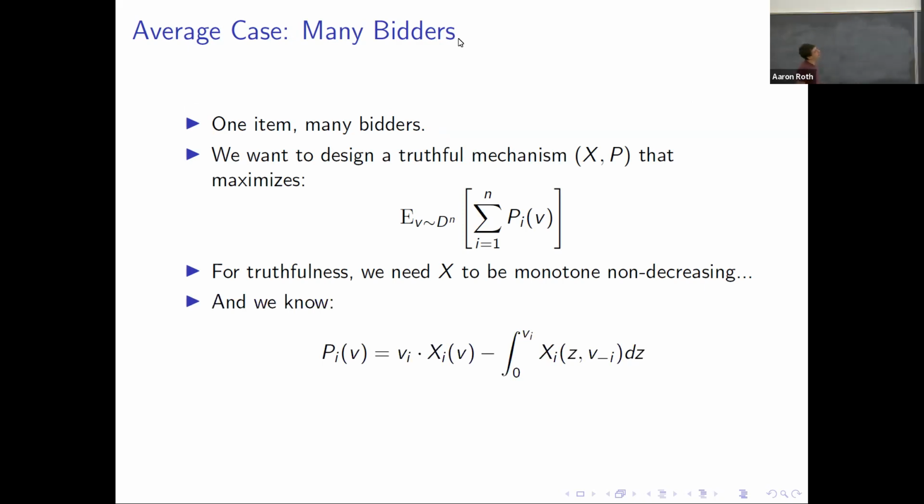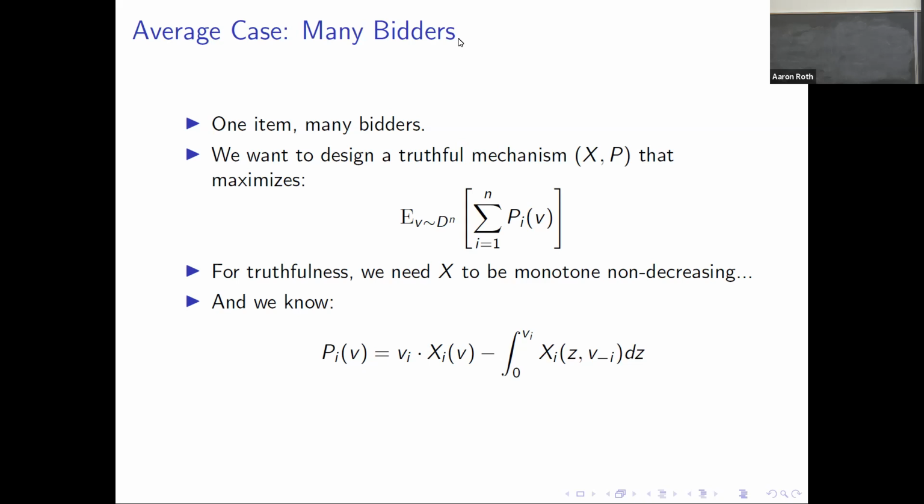And so in principle, there's a well-defined optimization problem here. Find the pair X, P such that we maximize the expectation of the sum of this expression, summed over all i, where the values are drawn from this distribution. And we'd like to do it subject to the constraint that X is a monotone non-decreasing function, because that's what we need for dominant strategy. Does that make sense?